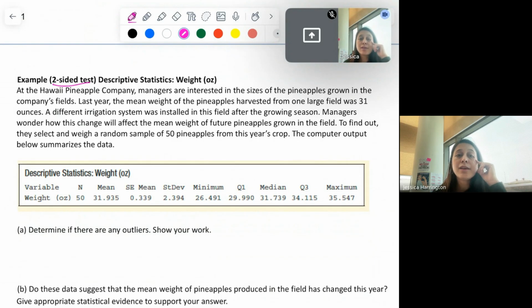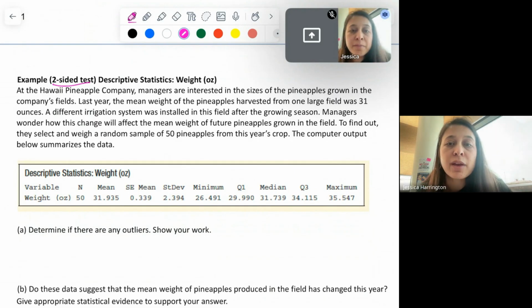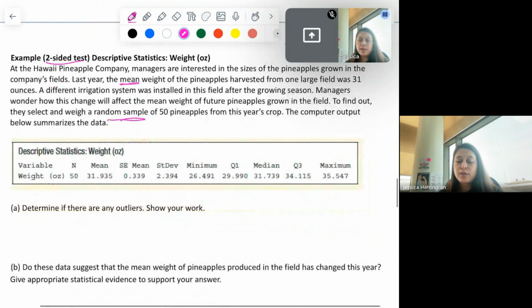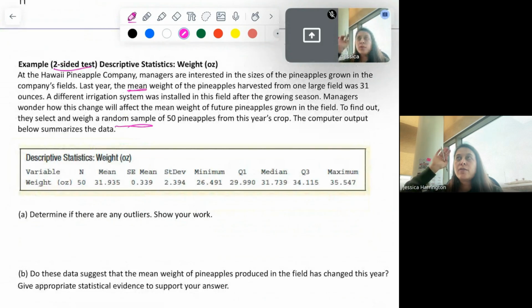So we're trying to see if the irrigation system has had an impact on the weight of the pineapples, right? And I saw the word random here. I saw the word mean, so I know I'm doing a sample mean, and we've got all the data here. So this one's different because we don't have a list of all the data. What we've got are the statistics. I said the wrong word, right? So they've already done all those calculations for us.